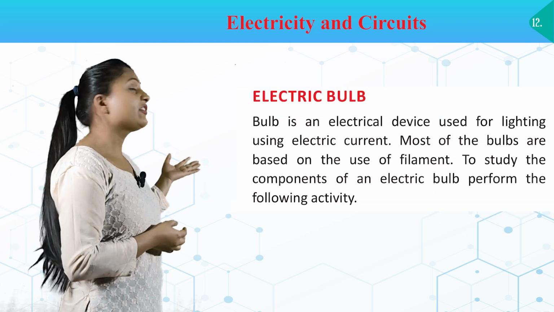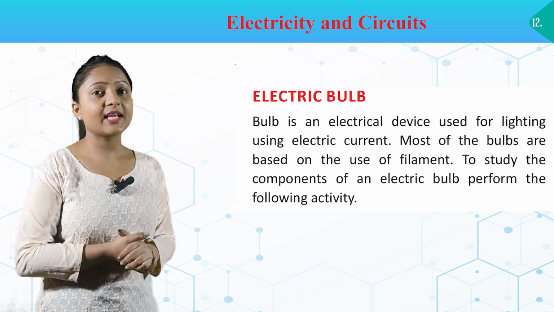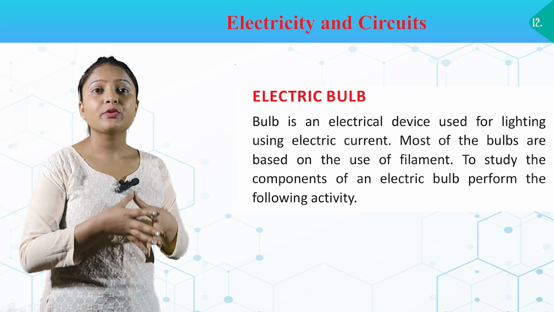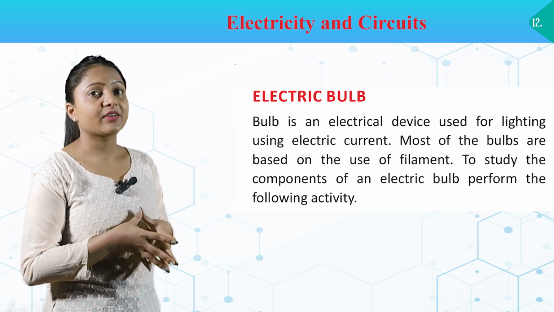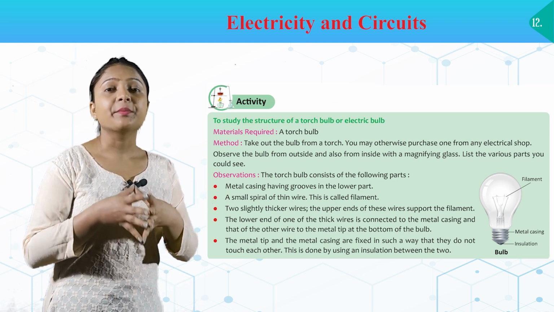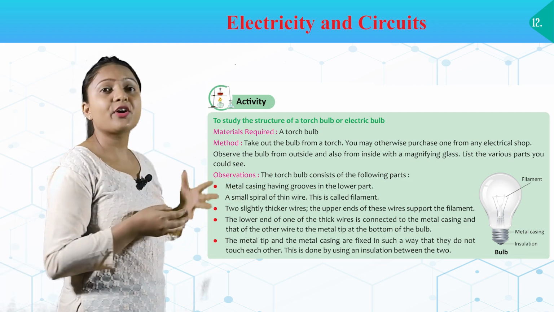Electric bulb. A bulb is an electrical device used for lighting using electric current. Most of the bulbs are based on the use of a filament. To study the components of an electric bulb, perform the following activity. Activity: to study the structure of a torch bulb or electric bulb. Materials required: a torch bulb.